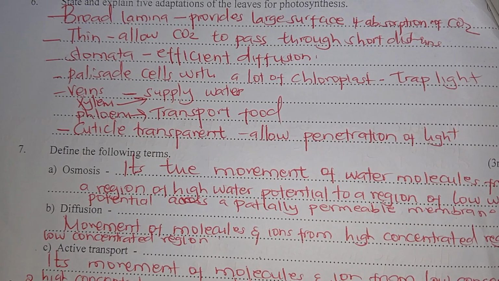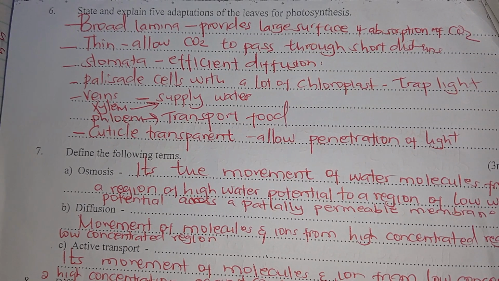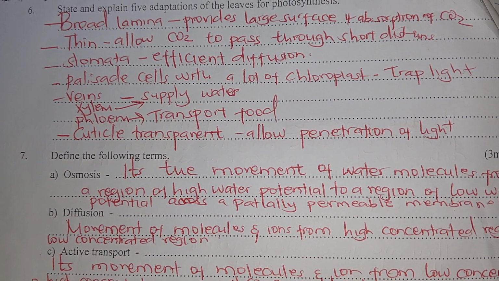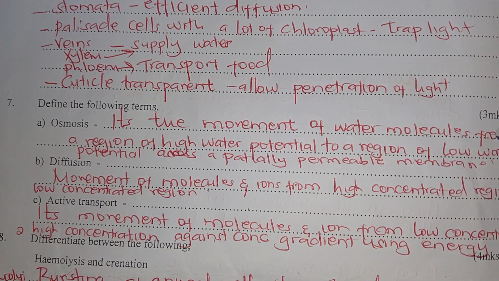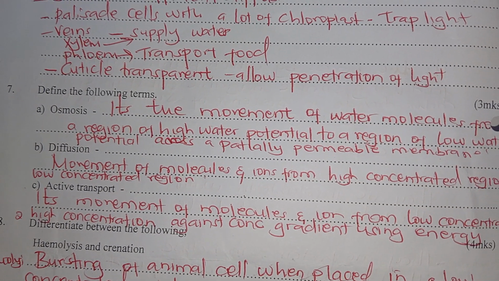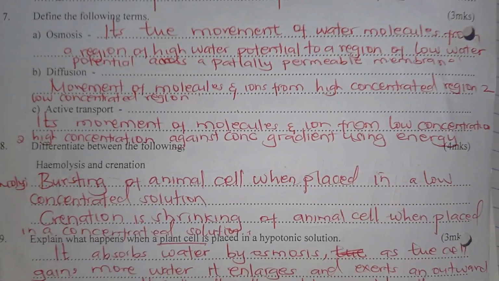The leaves have veins, that is, they have xylem vessels to supply water and mineral salts to the photosynthetic cells, and they also have phloem to transport manufactured food. The cuticle is transparent to allow penetration of light.